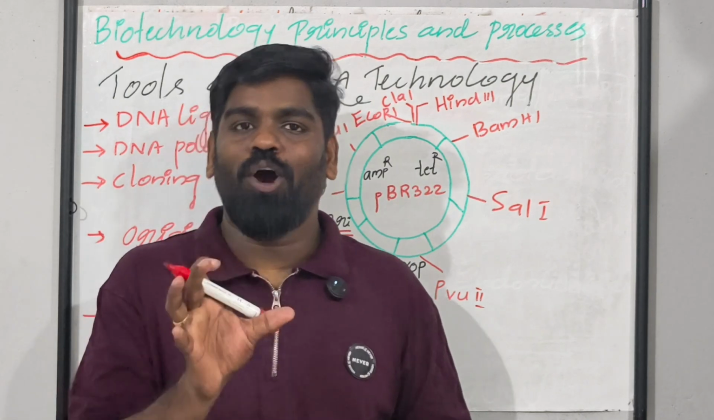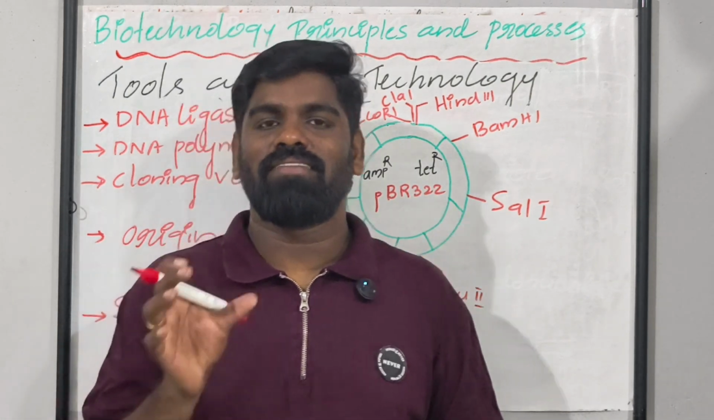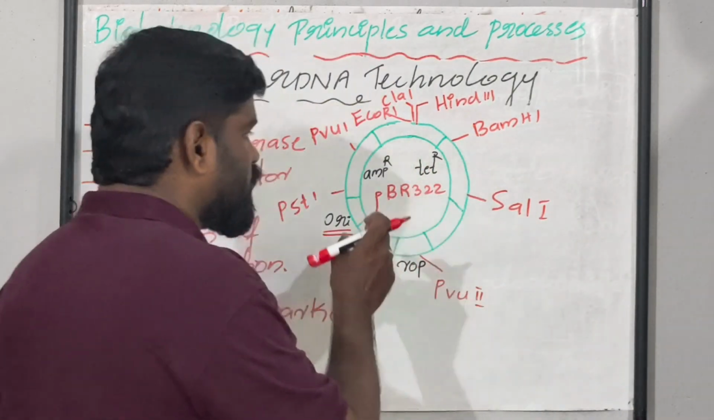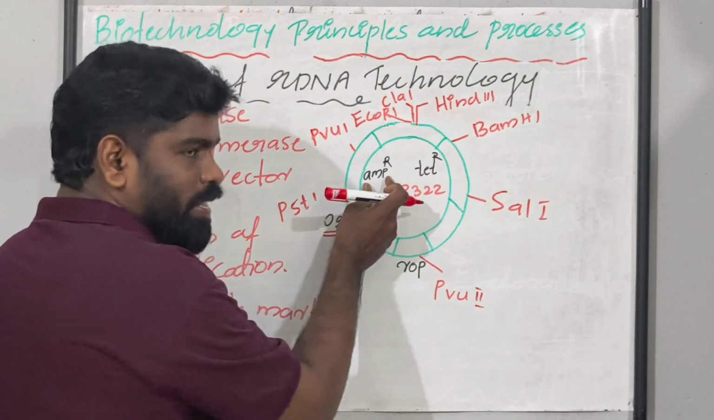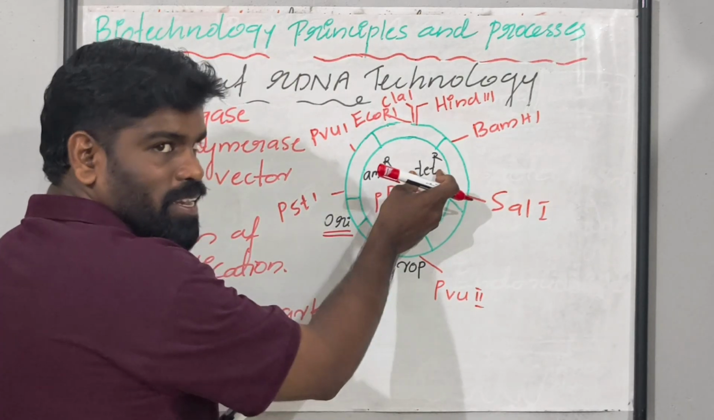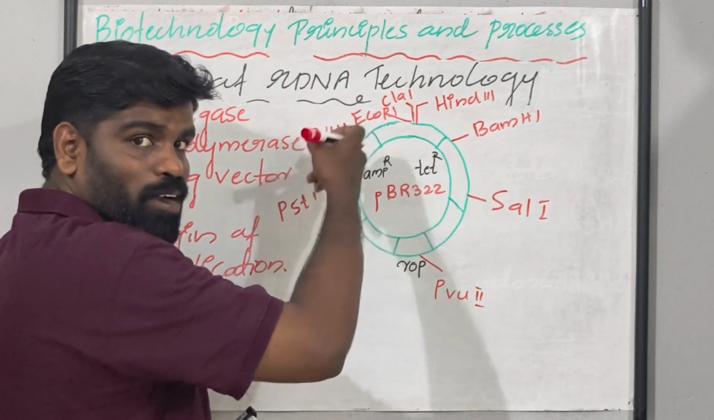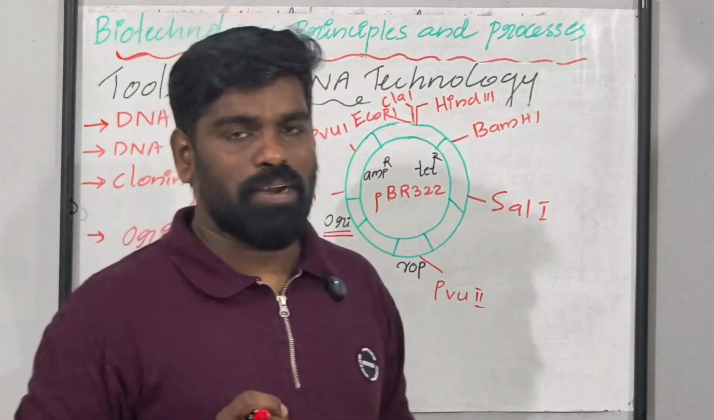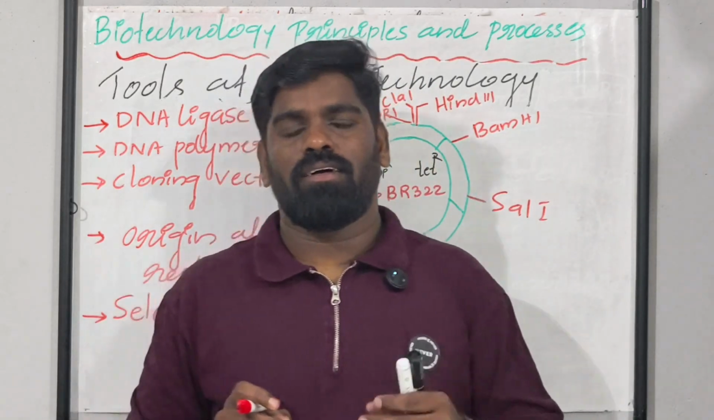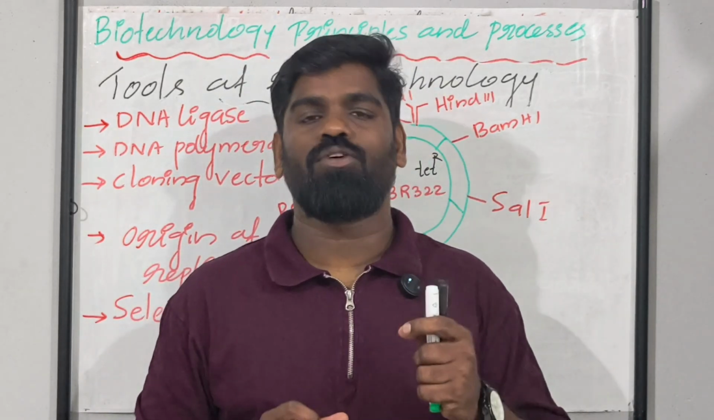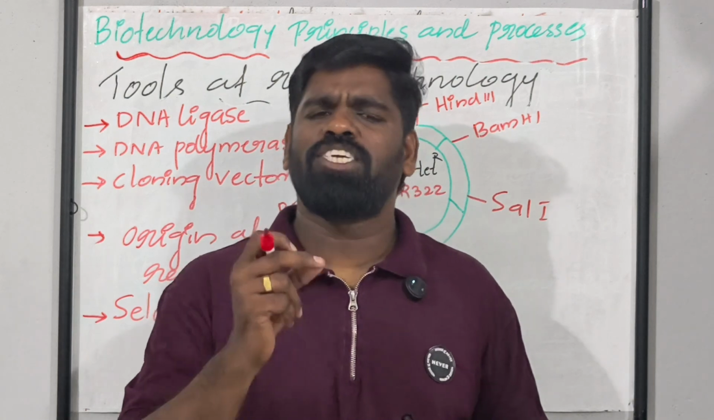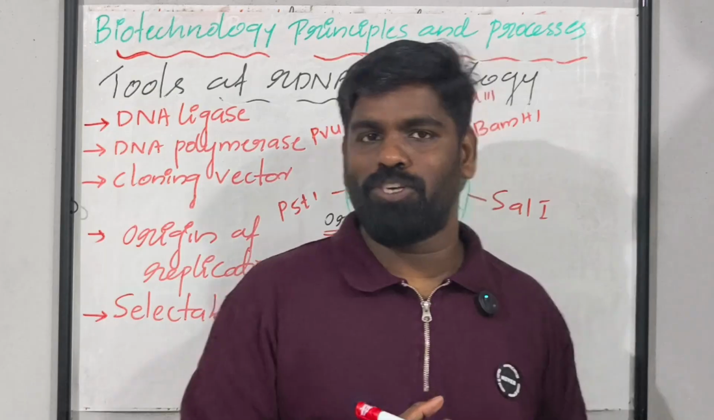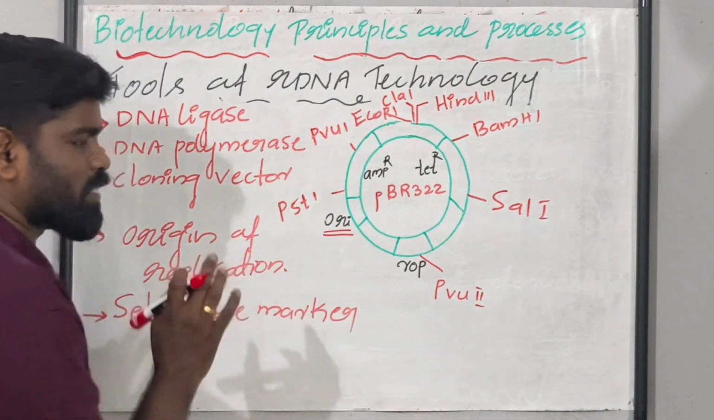So these act as selectable markers. In normal plasmids, these selectable markers are actually absent. Here we can say that two selectable markers are there: the ampicillin resistance gene and the tetracycline resistance gene. Actually, as I already told you, it is a synthetic artificial vector, that is why it has two selectable markers. Now the lacZ gene, which codes for beta-galactosidase, also acts as a selectable marker. We can discuss that in detail in the upcoming portions. So that is the second one, selectable marker.